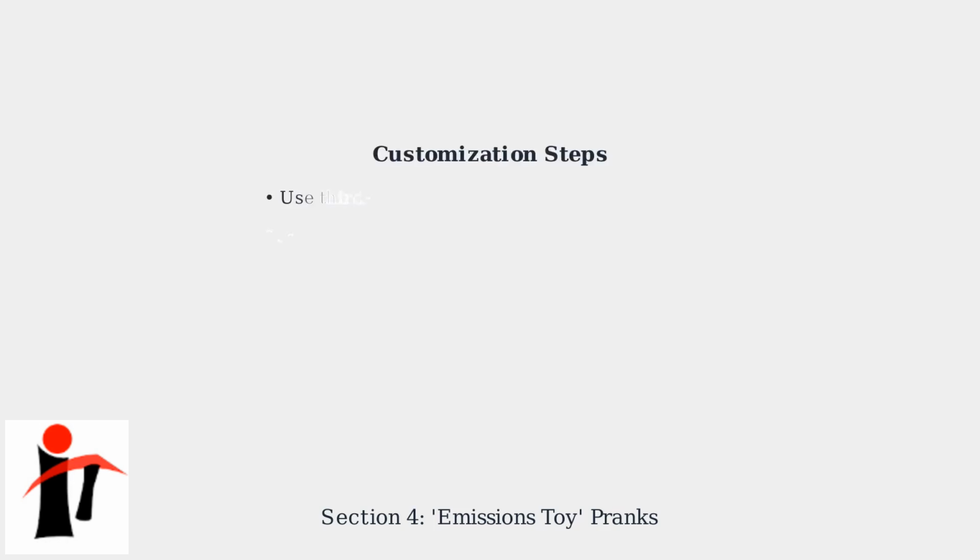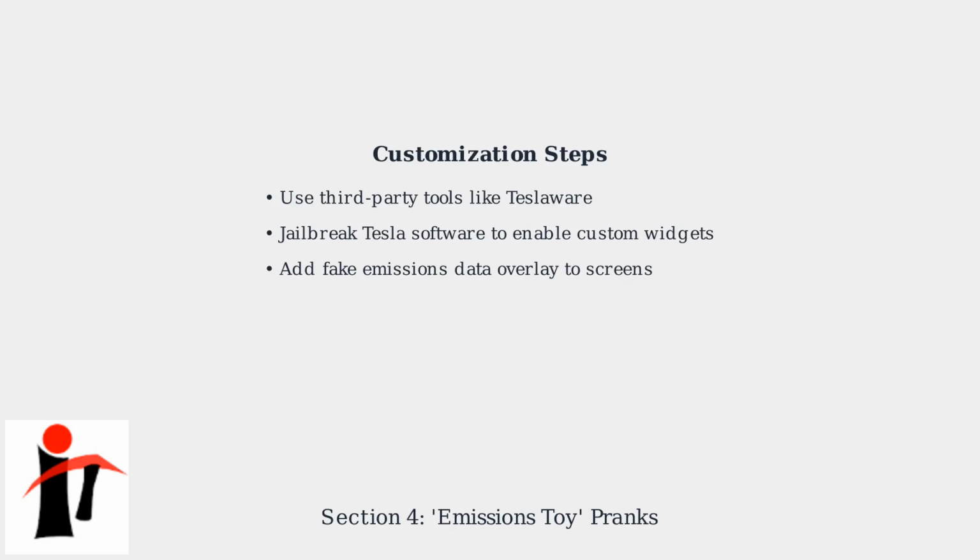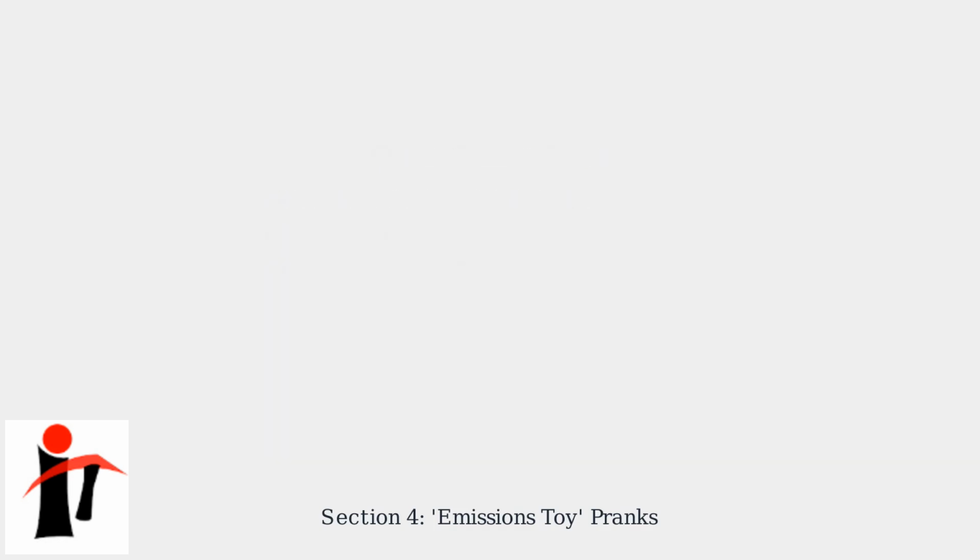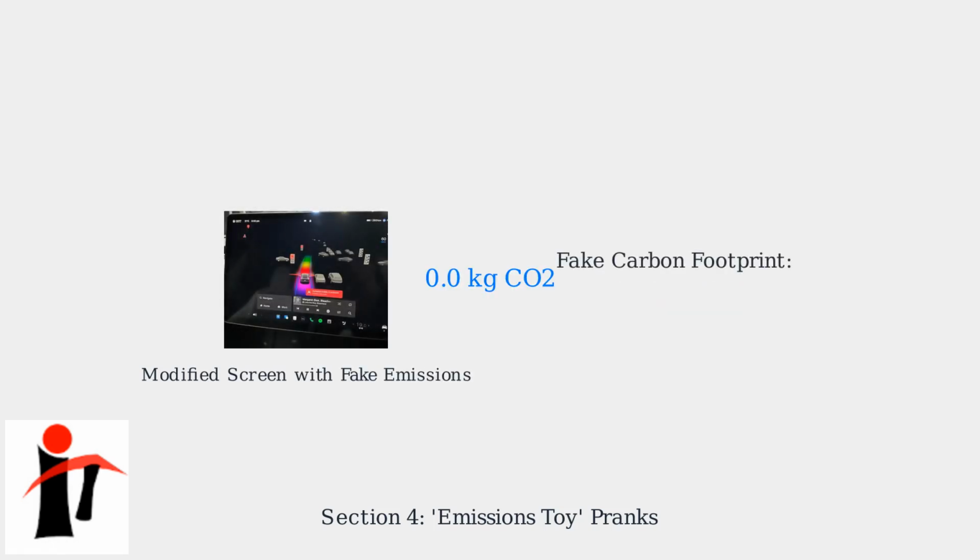To create emissions toy pranks, you'll need third-party tools. Start by using apps like TeslaWare to jailbreak your Tesla's software. Then add custom widgets that overlay fake emissions data on the energy or trip screens. Once customized, your screen can display humorous fake emissions data. This creates an ironic contrast since Tesla vehicles produce zero tailpipe emissions. The prank can show accumulating fake carbon footprint data, like kilograms of CO2 emitted, even though the vehicle is electric.